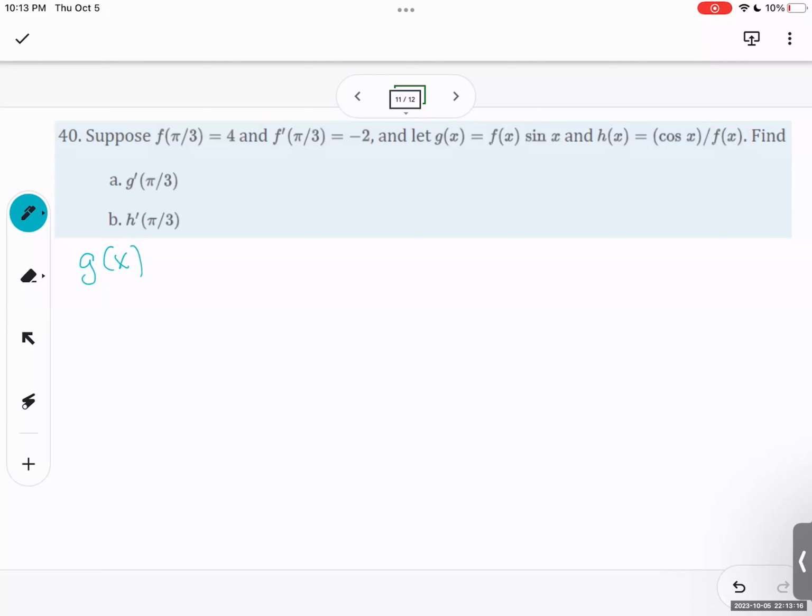So in order to find the derivative, I'm first just going to copy my function, get it out of the problem and onto my screen, separated from the problem so I can work with it. So g of x is equal to f of x times sine x. So now I want to know, what is g prime of x? So I want to take the derivative of a product. This is not the product of the derivatives. We need to apply the product rule.